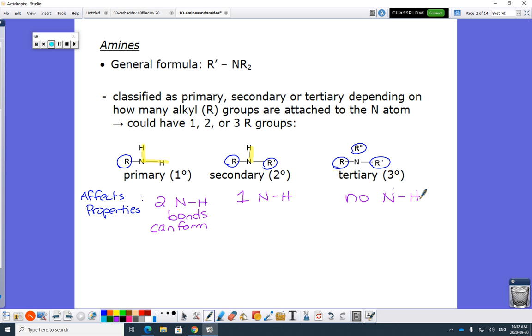So up till now we've done OH. Part of hydrogen bonding is NOF, right? You can also do nitrogen. So now we have NH.